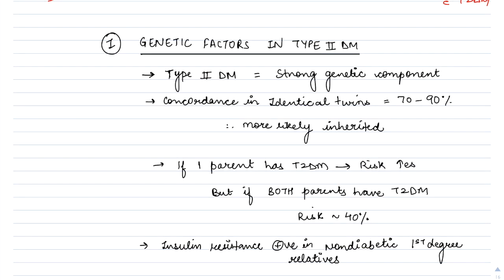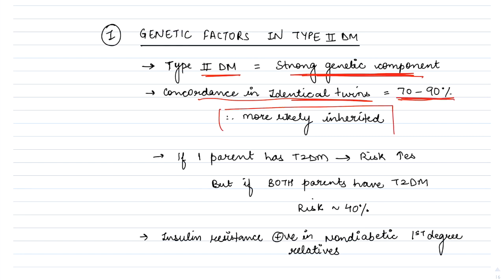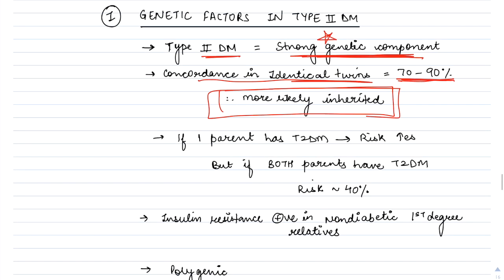Now, next we'll study the genetic factors that are responsible for type 2 diabetes. Remember, type 2 diabetes has a strong genetic component, with the concordance in identical twins being as high as 70 to 90%. That is, it is more likely to be inherited. It has a strong genetic component.